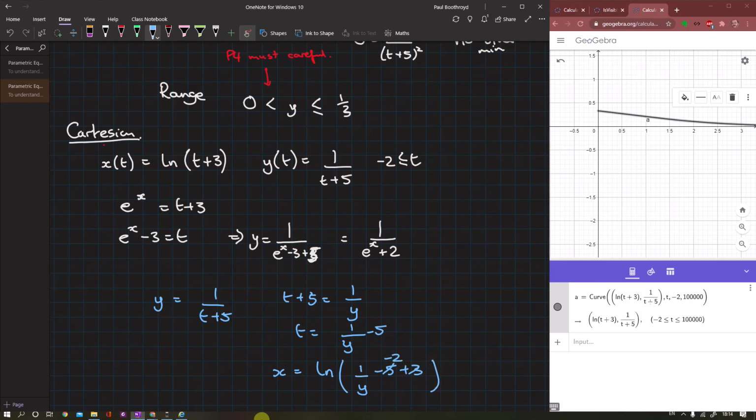And if you actually realise you can do a rearrangement from this, again going to e to the x, is now equal to 1 over y minus 2, which leads me to e to the x plus 2 is 1 over y, which rearranges to give me my final version again by flipping. Okay, so you do have options in doing these alternative functions.